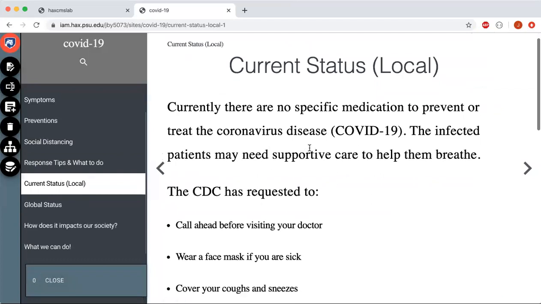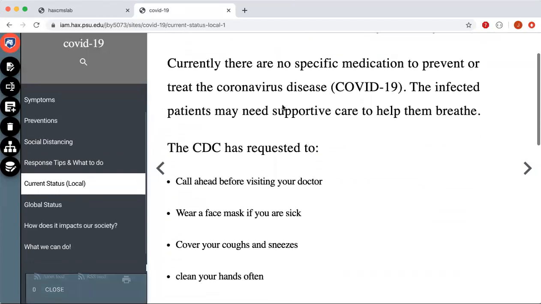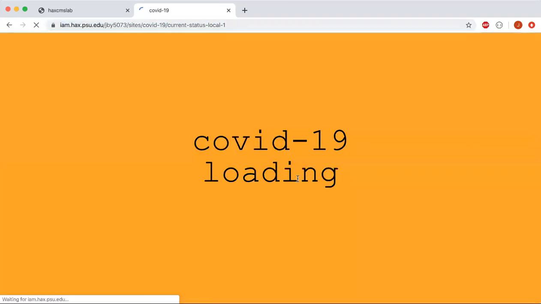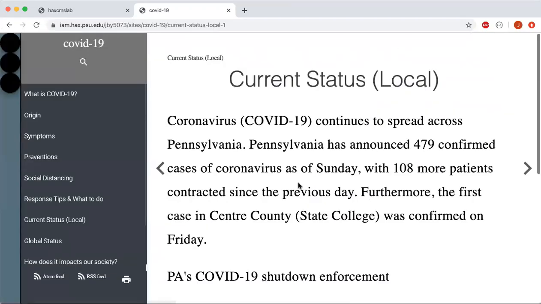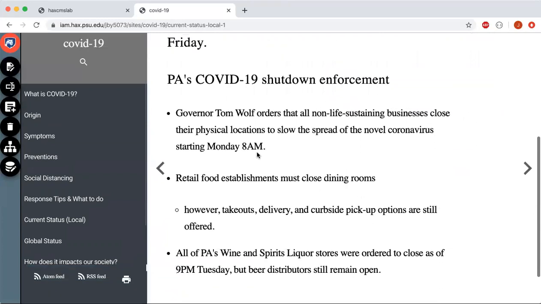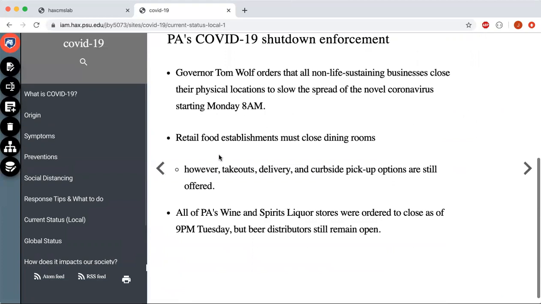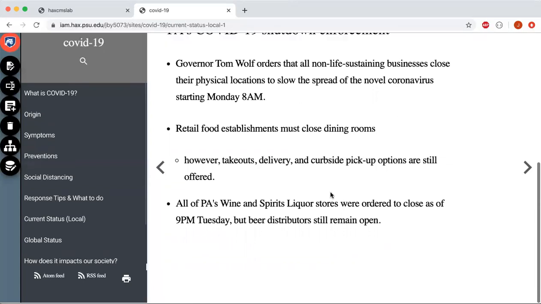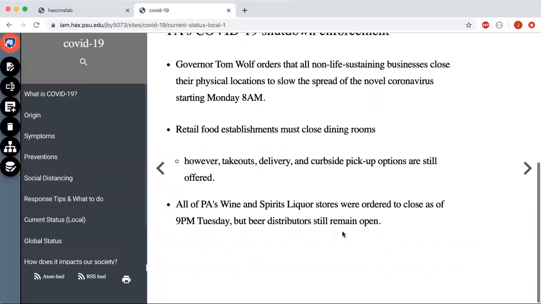And the current status shows that in State College, Governor Tom Wolf ordered non-life-sustaining businesses to close starting Monday, 8 a.m. Retail food establishments must close dining rooms, but takeout, delivery, and curbside pickups are still offered. All the wine and spirits liquor stores will be closed also, but not the beer distributors.